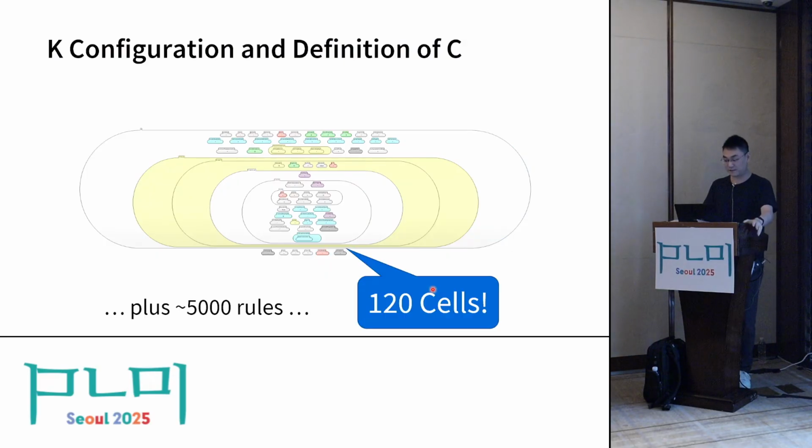Just to give you an idea, this is the complexity of a real-world C language. It has 120 cells, plus more than 5,000 semantic rules like the ones we just saw. I think this is the kind of finding that makes us believe that any formal semantic framework must be executable. Because we are talking about the definition of a language. The semantics of a language is the definition of a language, and we have a definition of this complexity. How do you know that definition is correct?